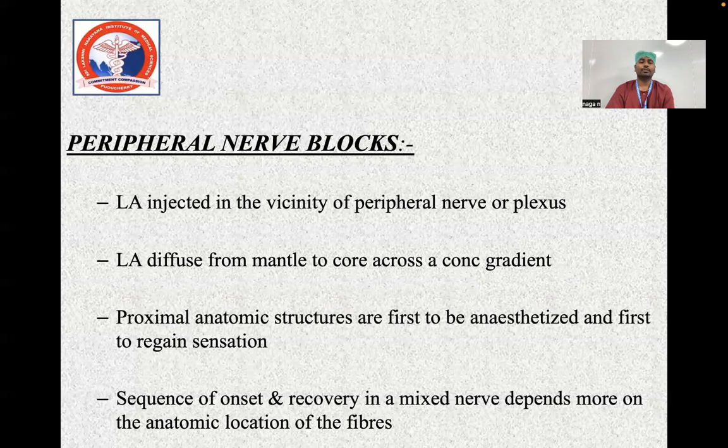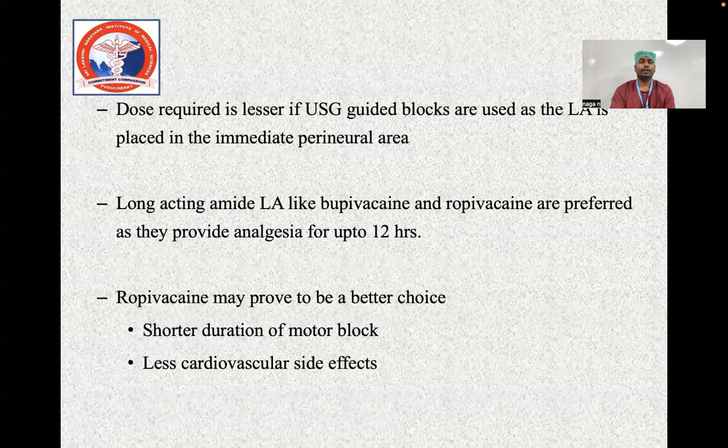Peripheral nerve blocks. Local anesthetics are injected in the vicinity of a peripheral nerve or plexus. Local anesthetic diffuses from mantle to core across a concentration gradient. Proximal anatomic structures are first to be anesthetized and first to regain sensation. Sequence of onset and recovery in a mixed nerve depends more on the anatomic location of the fibers. Dose required is lesser if USG guided blocks are used, as the local anesthetic is placed in the immediate perineural area.